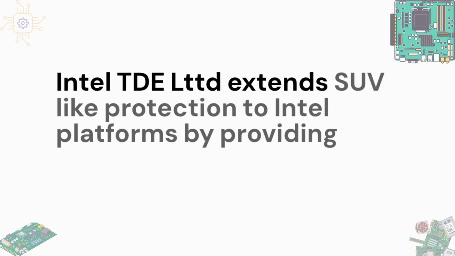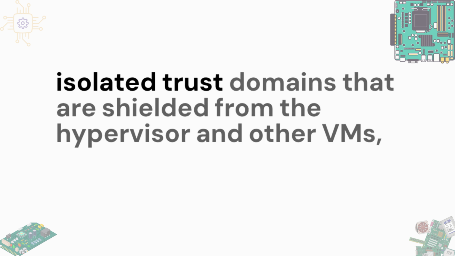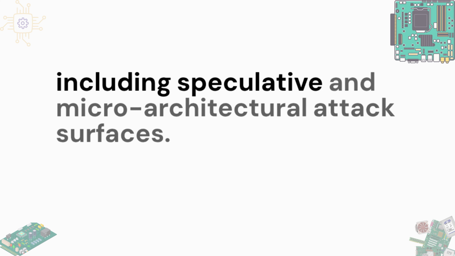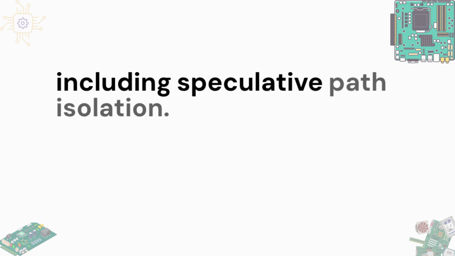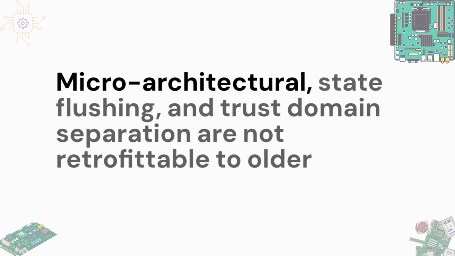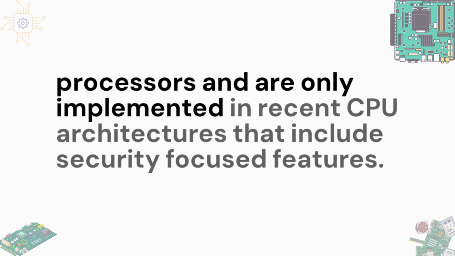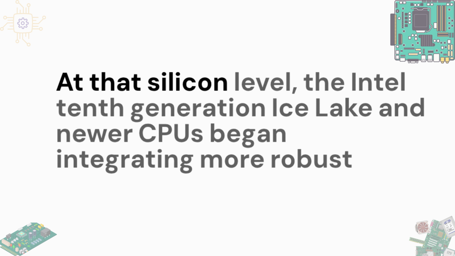Intel TDX extends SEV-like protection to Intel platforms by providing isolated trust domains that are shielded from the hypervisor and other VMs, including speculative and microarchitectural attack surfaces. Now, these hardening measures are only available in newer CPUs. This hardware-level mitigation, including speculative path isolation, microarchitectural state flushing, and trust domain separation, is not retrofittable to older processors and is only implemented in recent CPU architectures that include security-focused features at the silicon level.